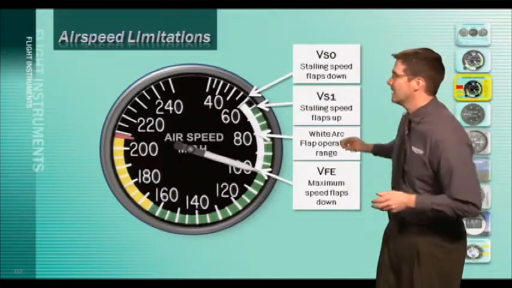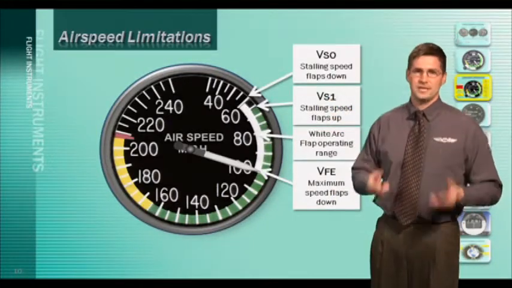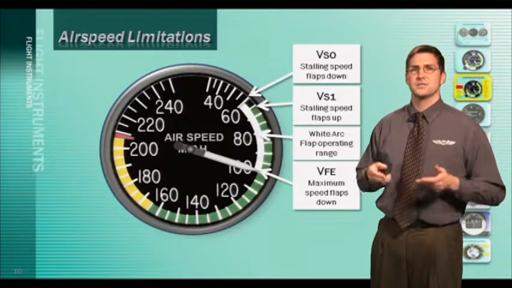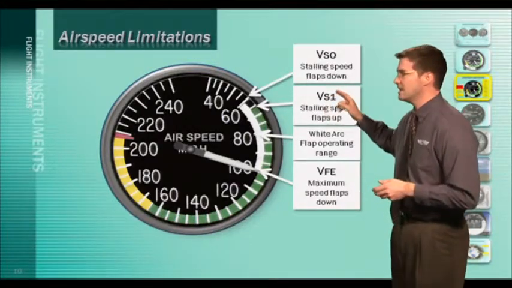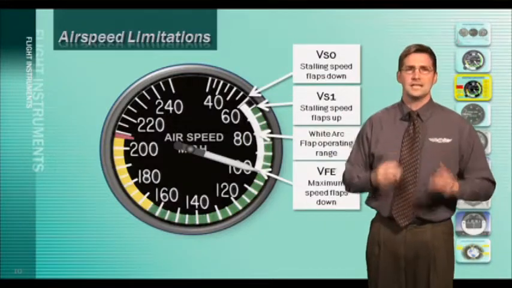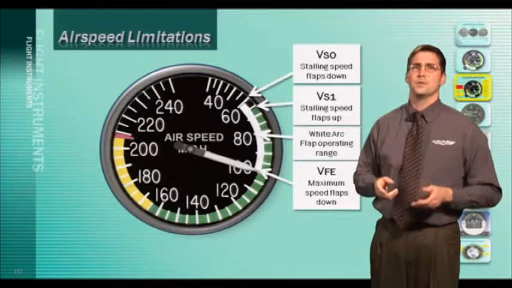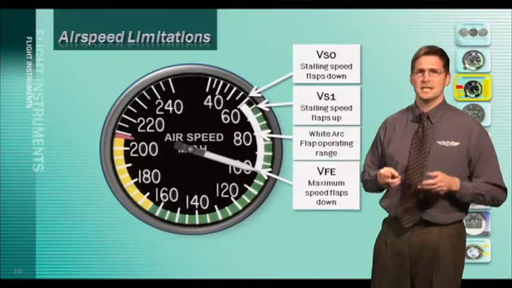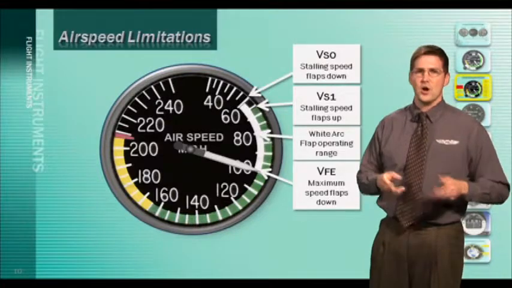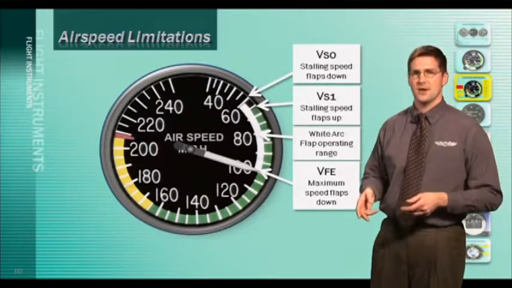Let's take a look at another one. Here is VS1. And in this case, we know that V is for velocity again, S is for stall, but this is configuration 1. This means that with the flaps up, or in a clean configuration, if you fly below this airspeed with flaps up, the airplane will stall. Remember this, VS1 is the stalling speed in a clean configuration, and VSO is the stalling speed in the landing configuration with the flaps and gear down.